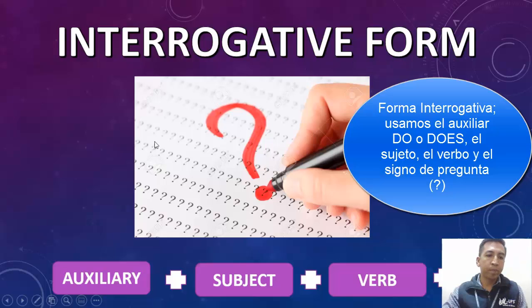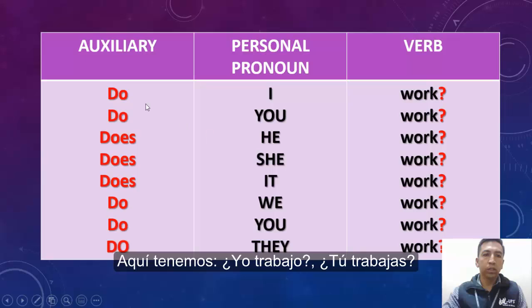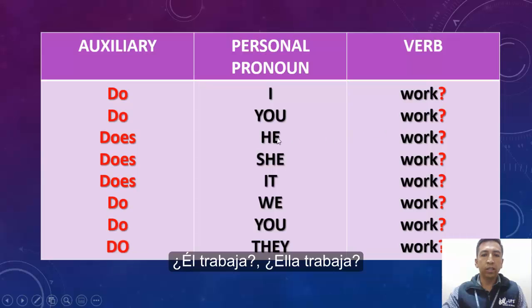Interrogative form. We use the auxiliary do or does, the subject, the verb, and the question mark. Here we have: Do I work? Do you work? Does he work? Does she work? Does it work? Do we work? Do you work? Do they work?